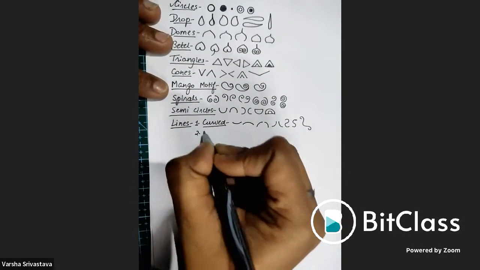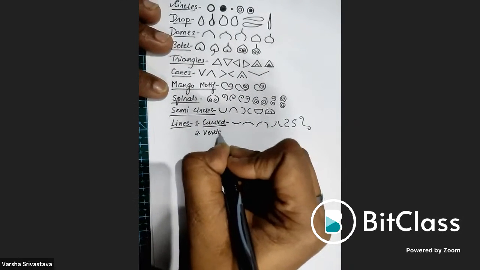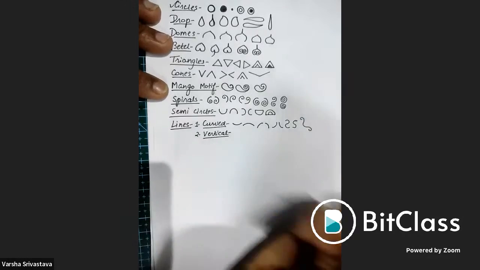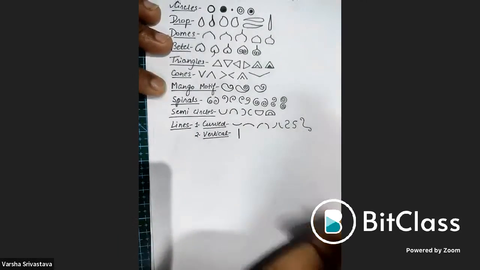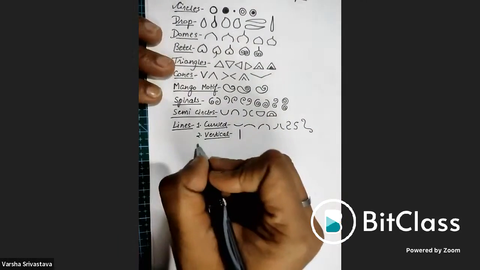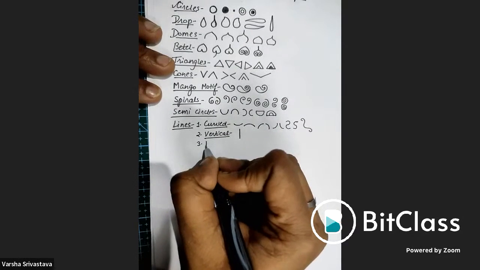Second, I am going to make the vertical lines. And vertical lines or straight lines are like this, obviously. Then we have the third one, and that is the horizontal lines.